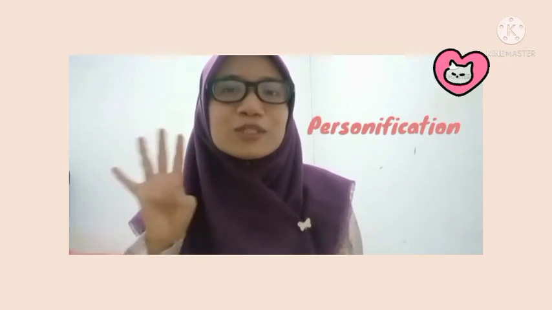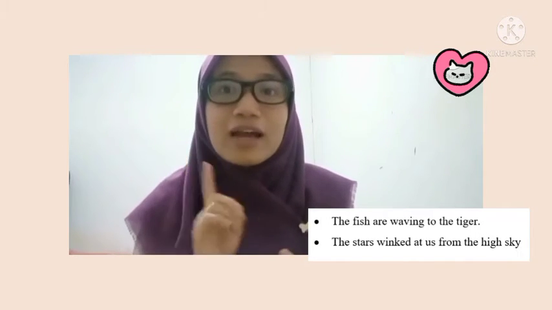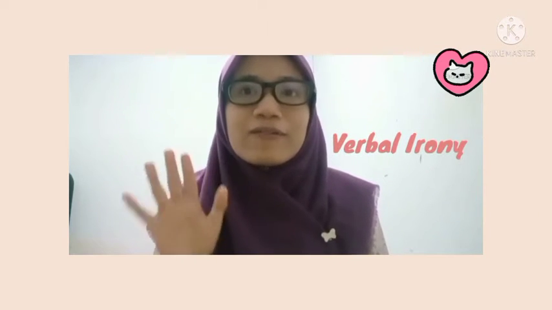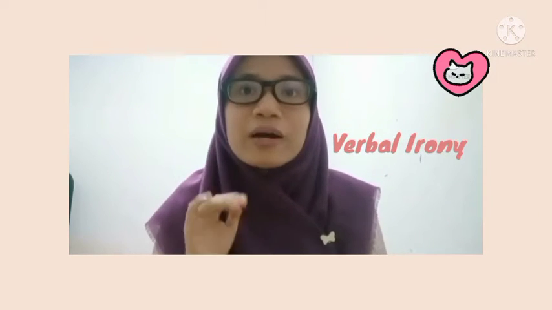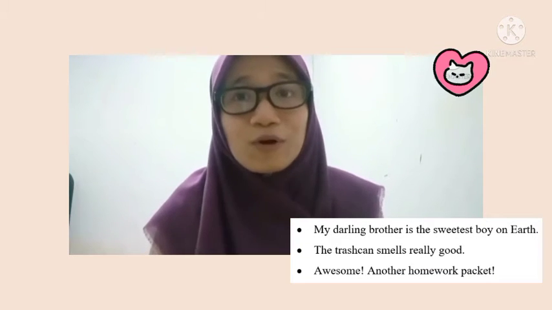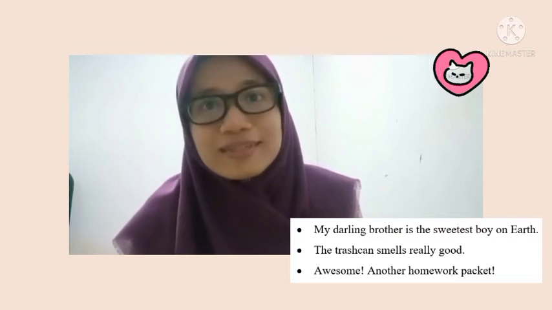Four, personification. Personification is using human terms to make a non-human thing seem human. For example, the fish are waving to the tiger. The stars winked at us from the high sky. Five, verbal irony. Verbal irony is when we say one thing but mean the opposite of what it really means. It's also called sarcasm. For example, my darling brother is the sweetest boy on earth. The trash can smells really good.